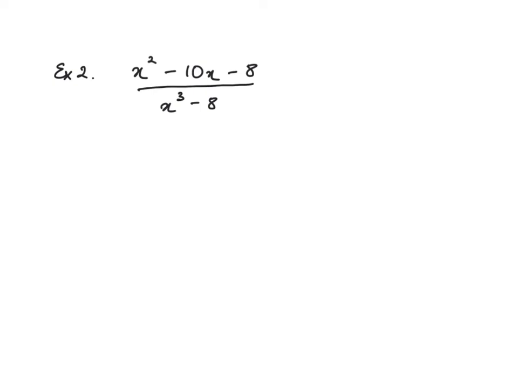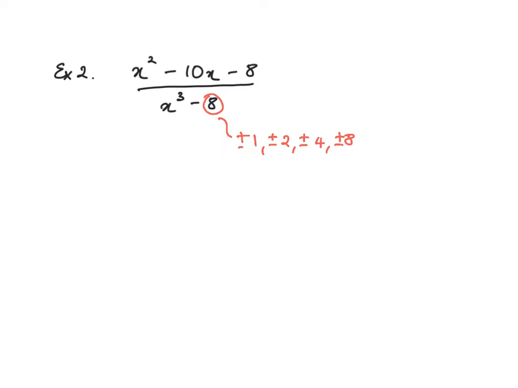Here's the second example. Now this is not irreducible, this can be factorised. We'll have to spend a bit of time doing that. Remember your work from higher, where you factorise a cubic function. So what we want to do is to find the factors of 8. Factors of 8 are plus and minus 1, plus and minus 2, plus and minus 4, plus and minus 8.